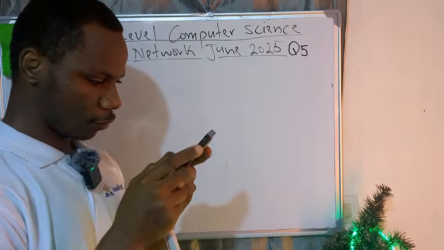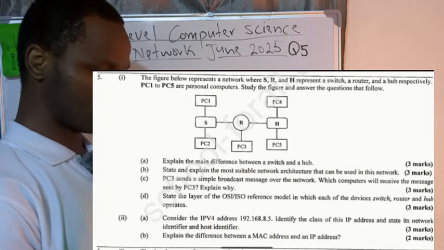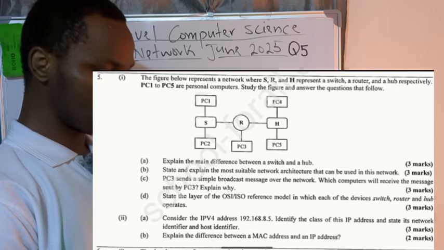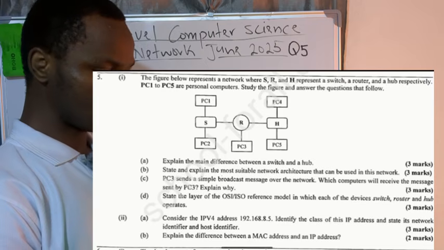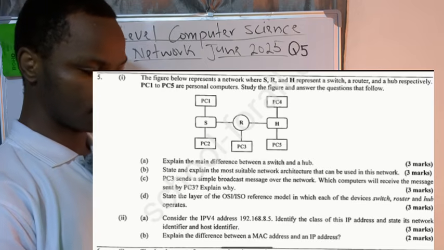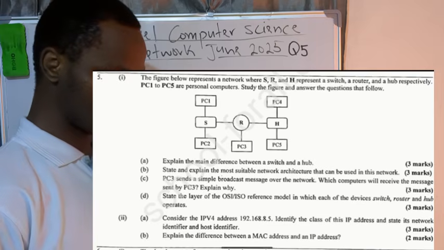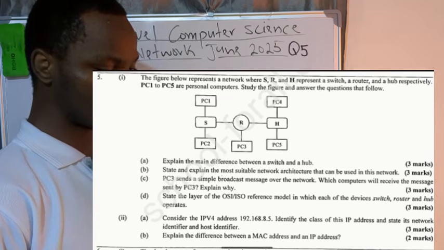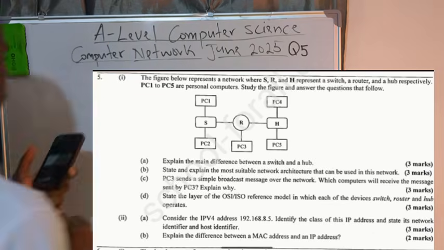So June 2015, question 5, the Roman one. They say, the figure below represents a network where S, R, and H represent a switch, a router, and a hub respectively. PC1 to PC5 are personal computers. Study the figure below and answer the question that follows. So let me just draw this figure very fast. So we have this.